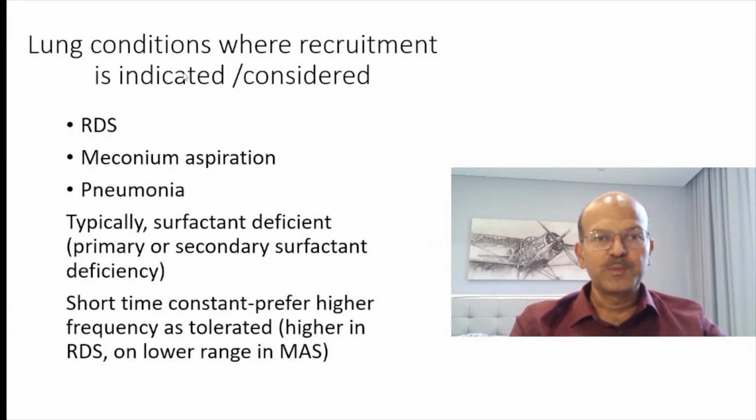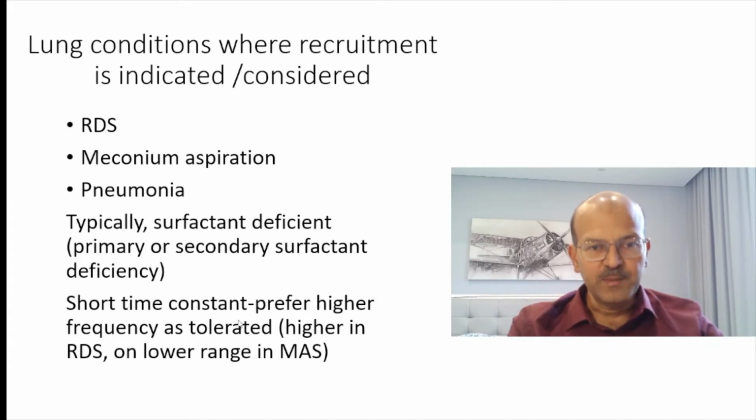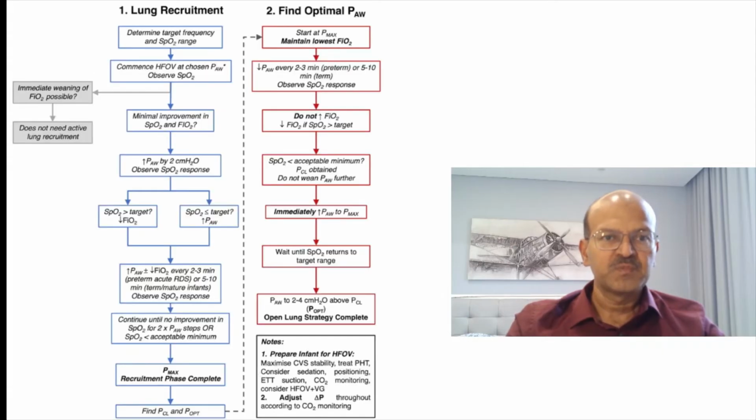And where recruitment is considered, it's usually the low compliance lung, stiff lungs like in RDS, meconium aspiration or pneumonia, pulmonary hemorrhage, and so on. So these are the typically surfactant deficient, either primary like RDS or secondary as in meconium and pneumonia. These conditions have a short time constant, and we prefer a higher frequency as tolerated. The smaller the baby, the higher the frequency you can go to. And because meconium aspiration is usually in the bigger babies, your frequency would be 8 to 10 hertz.